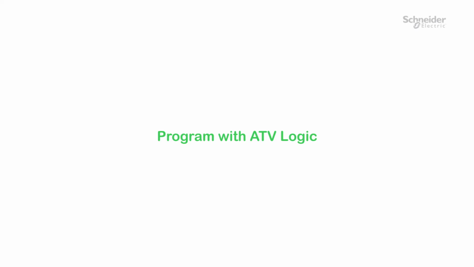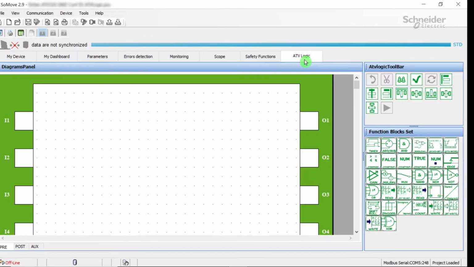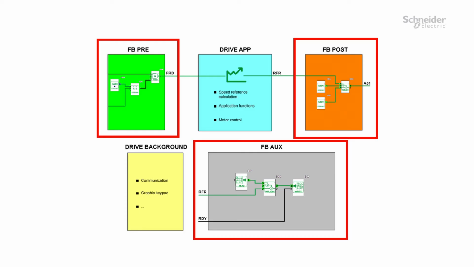Program with ATV Logic. You don't need to be connected to the drive to do the programming. In the ATV Logic tab, select the Post tab. ATV Logic provides three different tasks: pre, post, aux. Here is how to use the tasks.